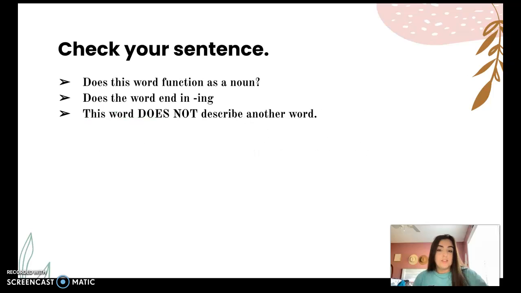Okay, so let's check our sentence. Does your word function as a noun? If so, then put a check mark beside it. Does the word end in -ing? Put a check. Does this word not describe another word? As we know from previous lessons, a noun is a person, place, or thing. A noun does not describe another word. So, this word should not be describing another word. It should be standing alone as a noun.